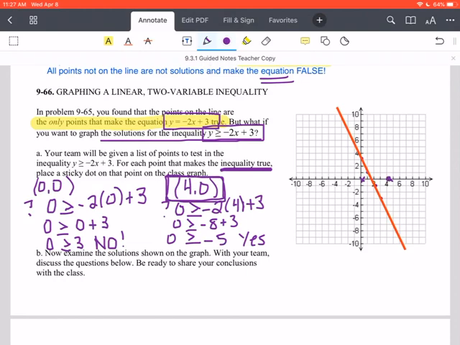Now, what do you think other solutions might be? Well, let's try another point on that side of the line. Let's try one without 0. Over 2, up 6. Let's try this point right here. So we are going to do 2, 6, and we are going to ask, is 6 greater than or equal to negative 2 times 2 plus 3? So we have, is 6 greater than or equal to negative 4?